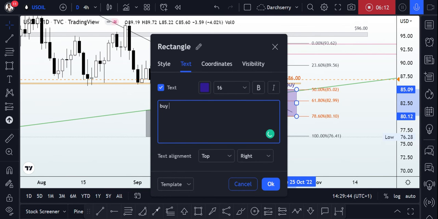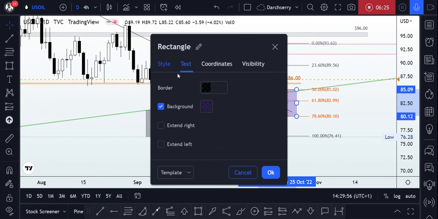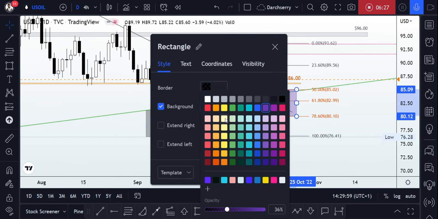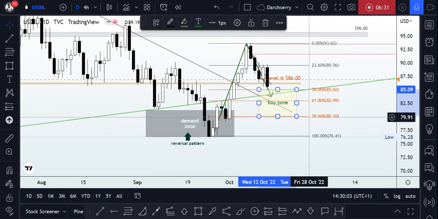So we have the buy zone here. Let me place it right inside the box. So we have something like this. And then let me give it a green color and make the box a yellow color. Here we go. So we have the buy zone sitting around this area.